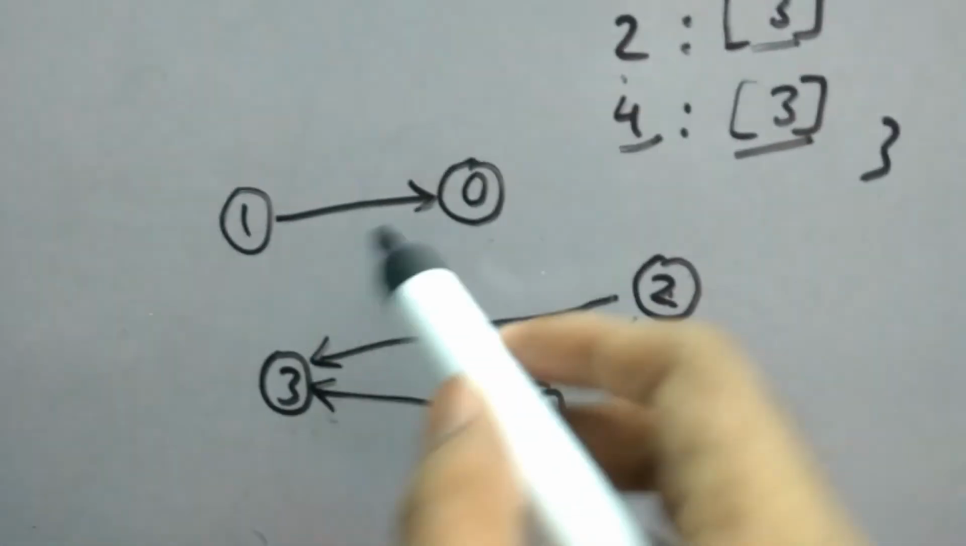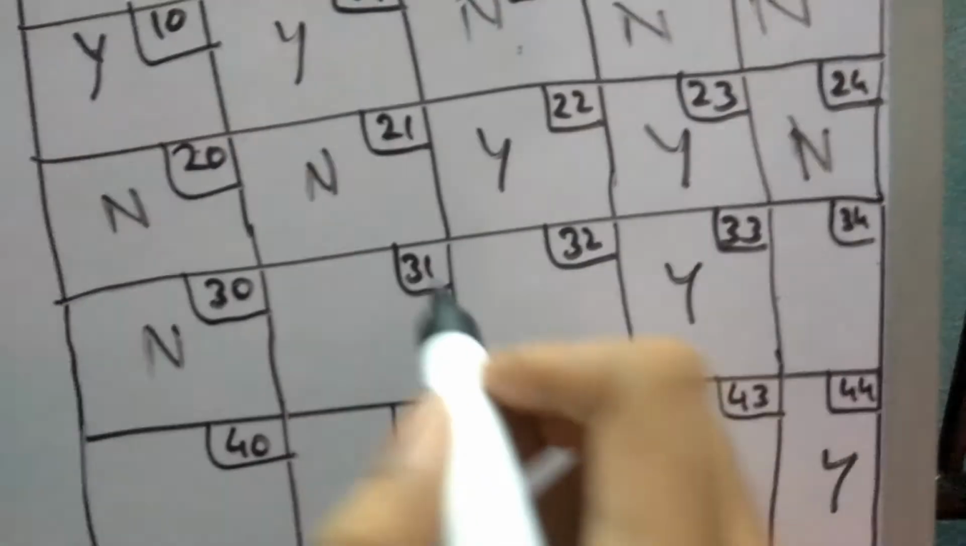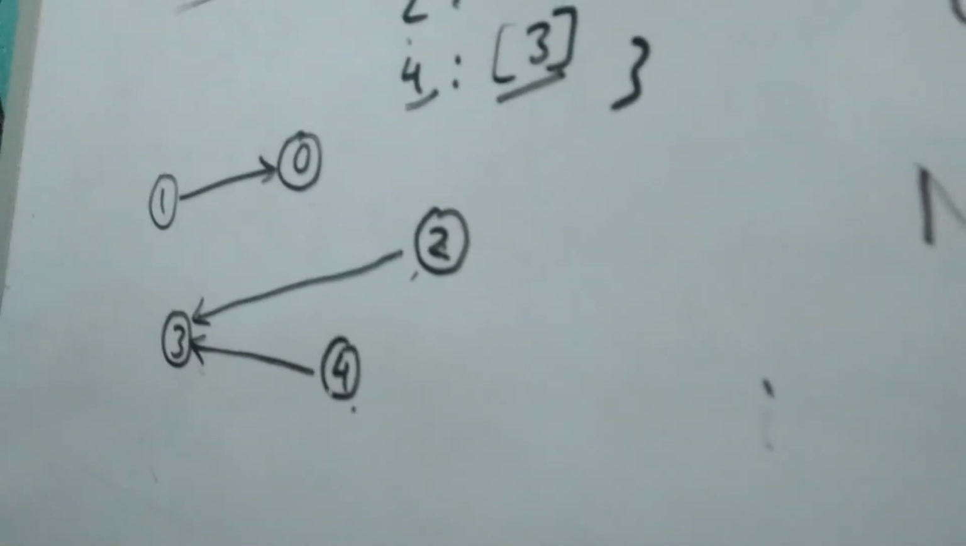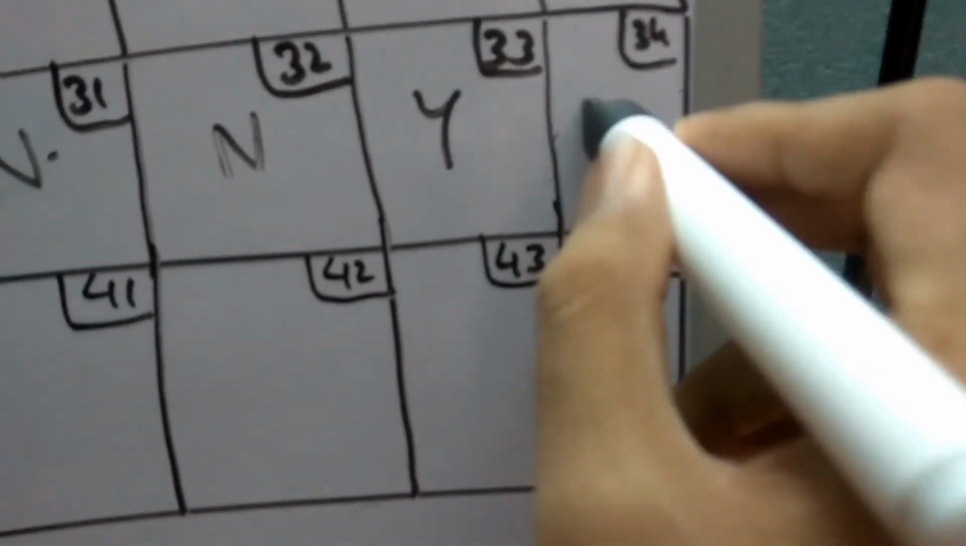So now 3 to 0, is there any path? No path. So I guess you are getting my point, right? So let me just fill out the rest of the matrix quickly. So 3 to 1 no path, so no. 3 to 2 there is no path, so no. And 3 to 4 there is also no path. Now 4 to 0 no path, 4 to 1 no path, 4 to 2 no path. Now 4 to 3 there is a path, and how is that?